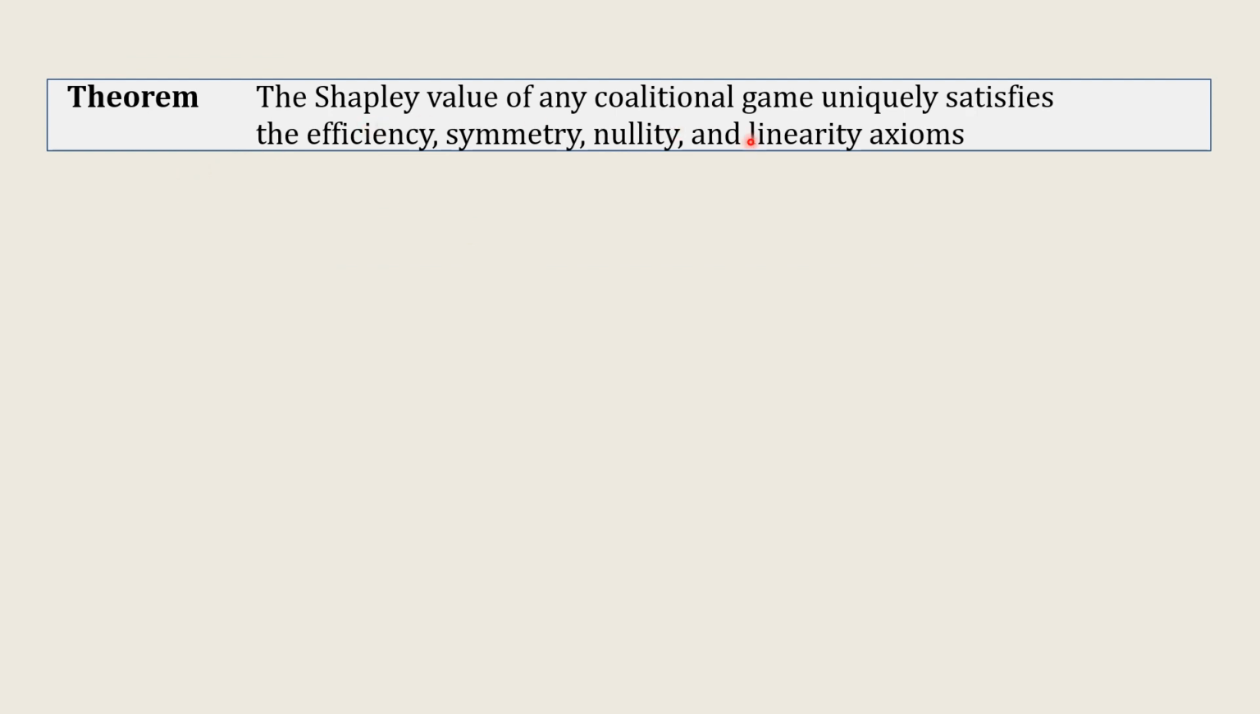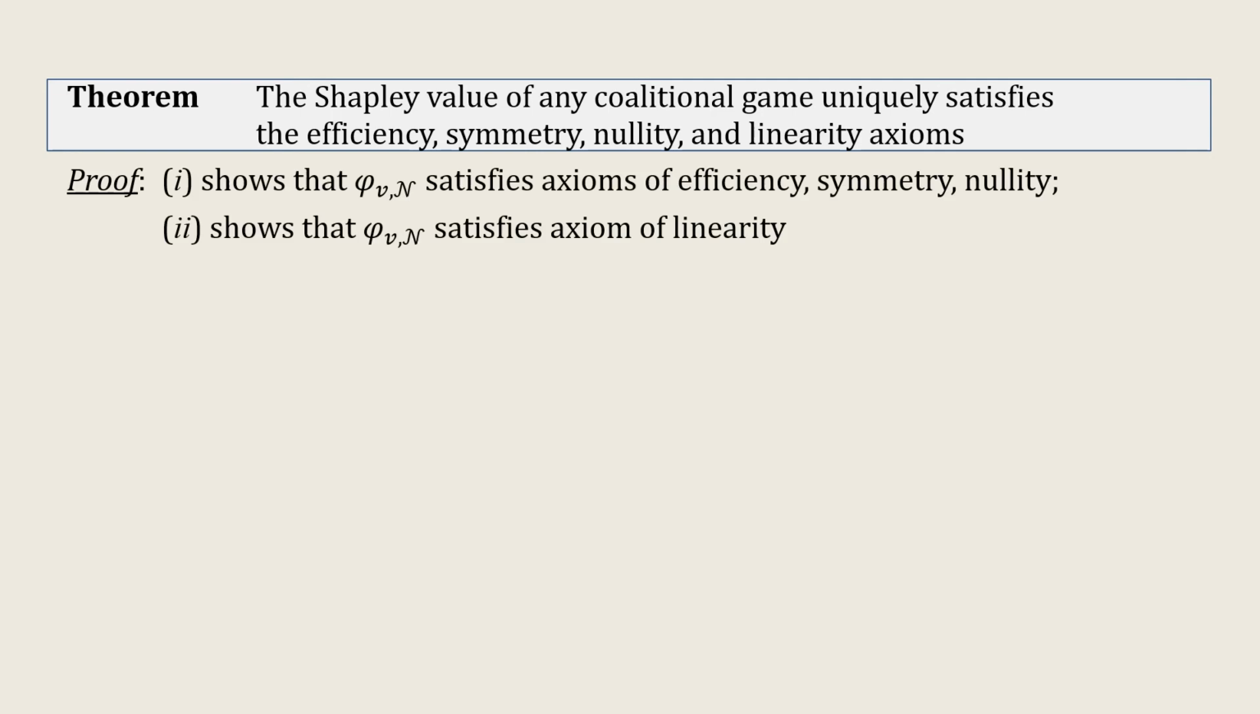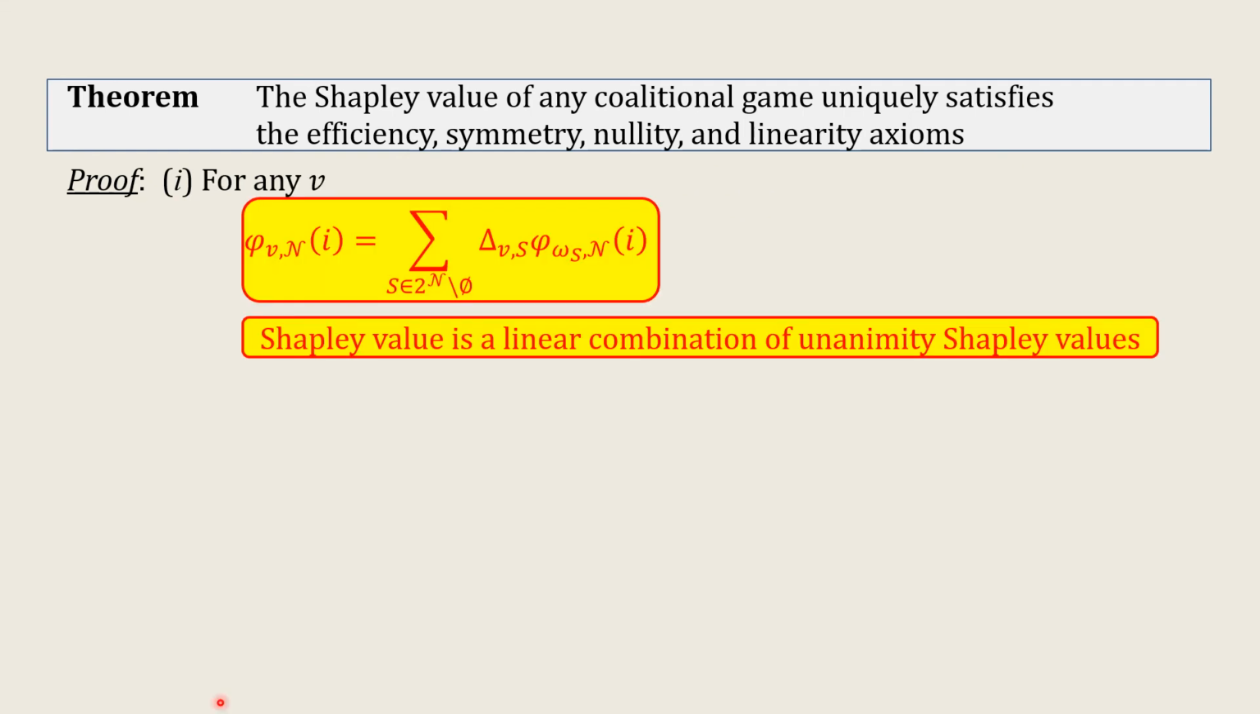Stated formally, the Shapley value of an equivalential game uniquely satisfies the efficiency, symmetry, nullity, and linearity axioms. So we'll proceed in 2 stages. First, we'll show that the Shapley value satisfies the axioms of efficiency, symmetry, and nullity. And then we'll show that the Shapley value phi satisfies the axiom of linearity too. The first part of our proof will be quite simple because the Shapley value is a linear combination of the unanimity Shapley values as shown in this expression.